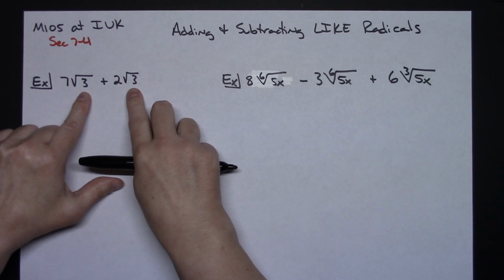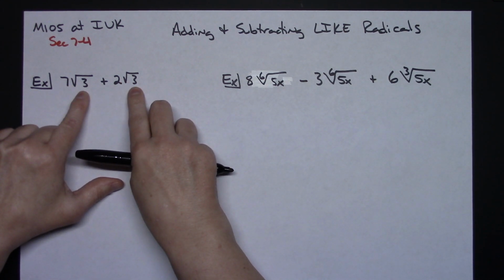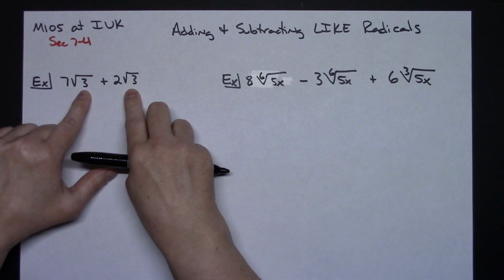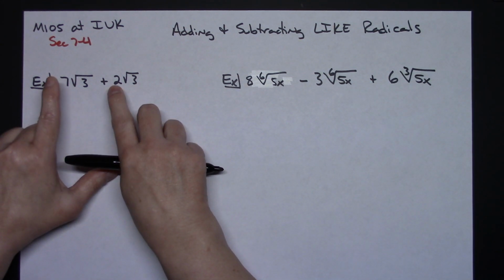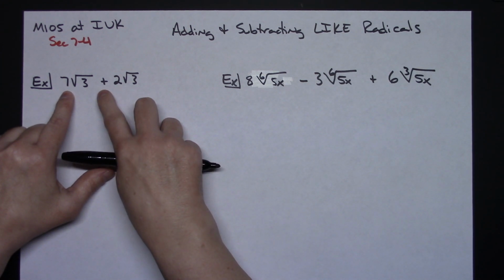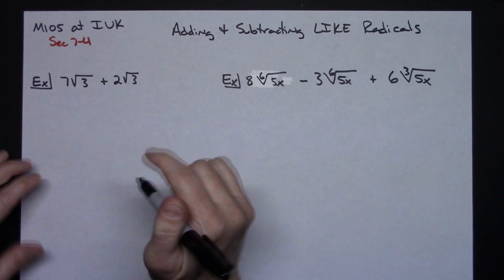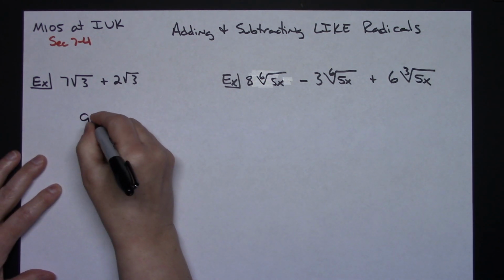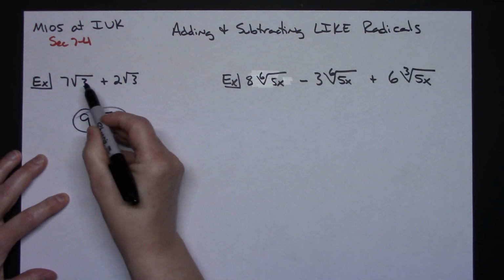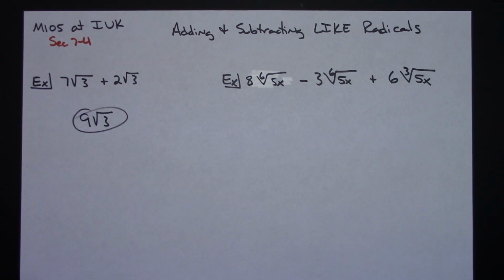Alright, as long as I have like radicals, as in it's the same root and it's the same thing underneath, then these are considered like radicals, and I can add or subtract them like normal. Okay, so all I'm going to basically do is look at those coefficients in front. I'm adding here, so I got a 7 plus a 2. That's going to be 9, so I'm going to have a 9 radical 3. Alright, I'm able to do that because square root of 3 and square root of 3 are like radicals.